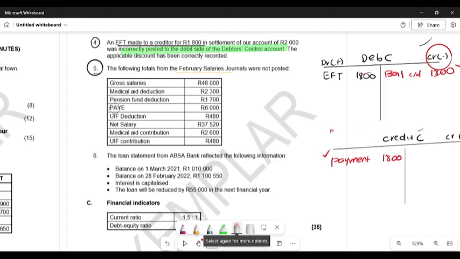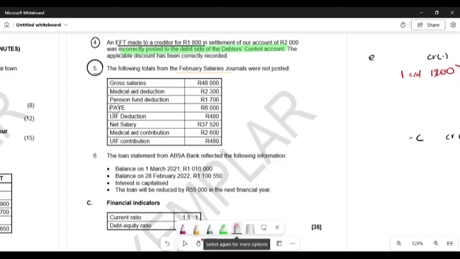What exactly are we going to include in our trade and other payables? We still need to pay these February salaries. This still needs to be paid. Now, what exactly are we going to include in our trade and other payables?